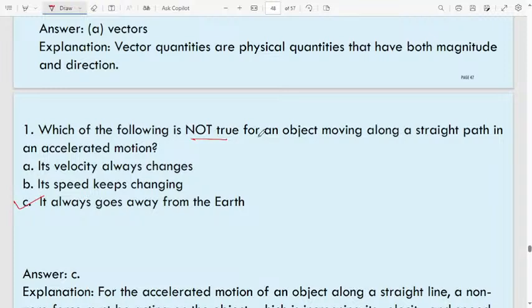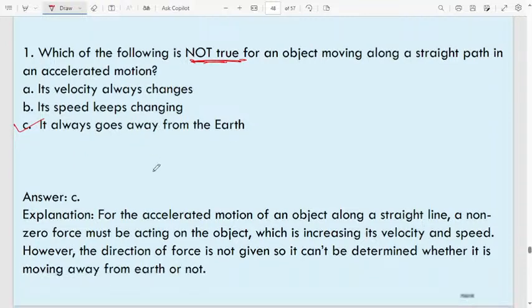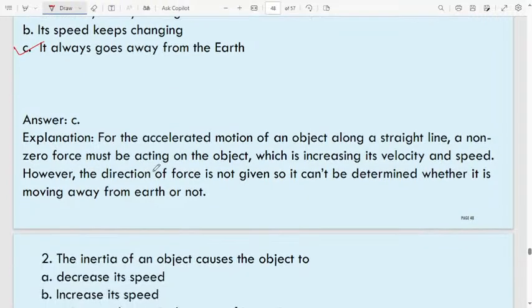Which of the following is not true? They are asking: if a body is moving along a straight line, then you will observe the velocity will change, speed will change, acceleration will change. But here, which one is not true? They are asking, it always goes away from the earth. They are not indicating the direction. How can we tell whether it goes away from the earth or moves towards the earth? We don't know.